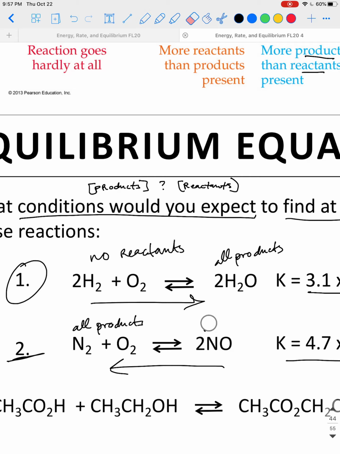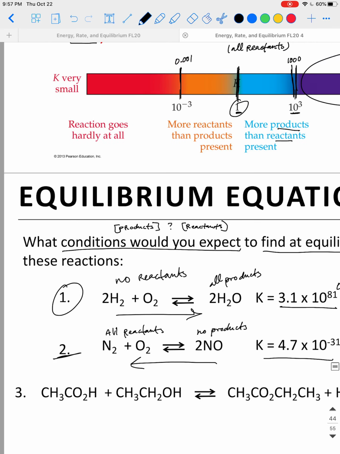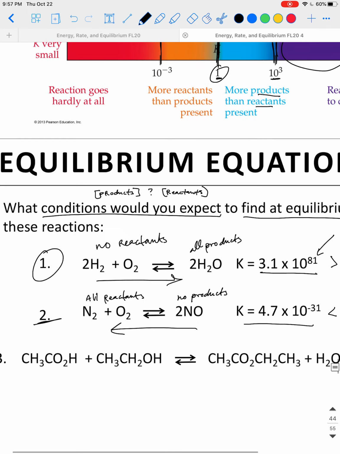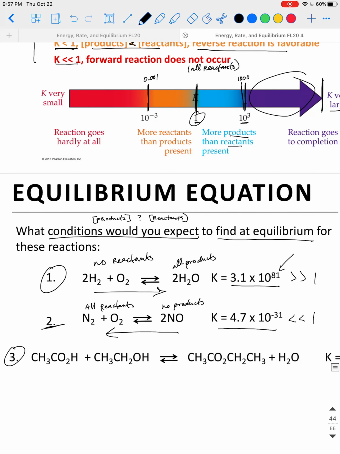The reverse reaction is favorable, and at equilibrium, you're going to have all products, no... I'm writing this backwards. It's way too late. That's what that means: all reactants, no products, because of the value of K.